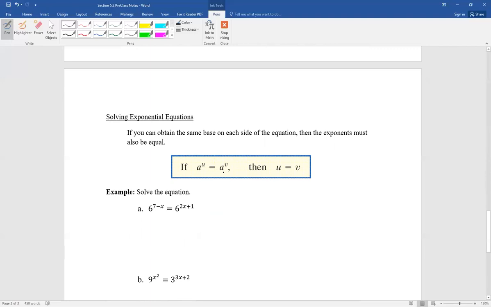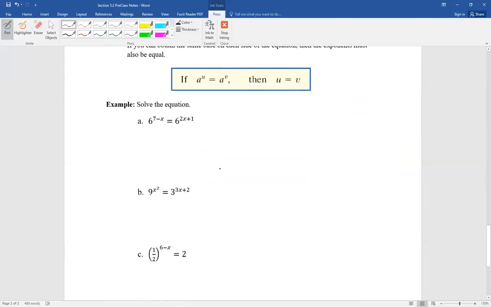That's not technically what we're doing. We're saying that because of the equality of the bases matching and there's just one on each side, you can't have anything other than matching exponents for the statement to still be true. So this is how we use this property.